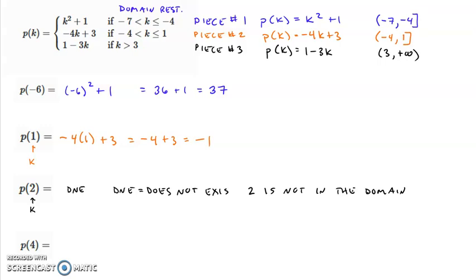So let's take a look at our last example there. We're doing P of 4. 4 is in the domain of piece number 3, right? It's a number greater than 3. So we're going to use the function for P of k, 1 minus 3k. And we'll substitute the 4 every time we see the value for k. And this can give us 1 minus 12, which will be negative 11.